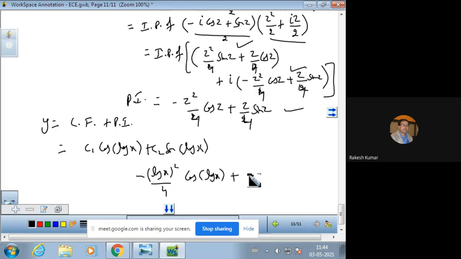x plus log of x upon 4 sine of log of x.